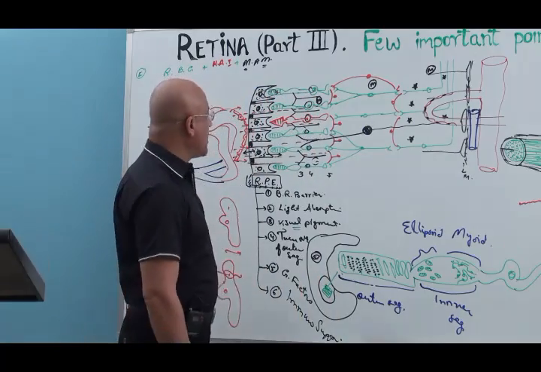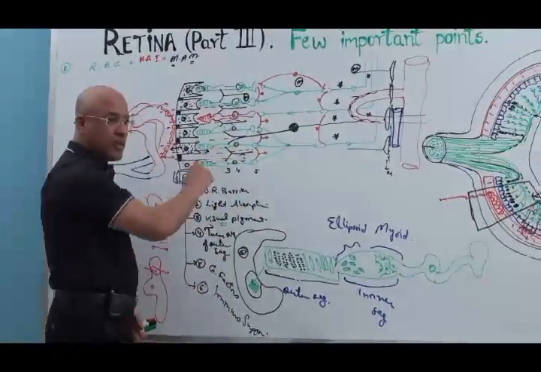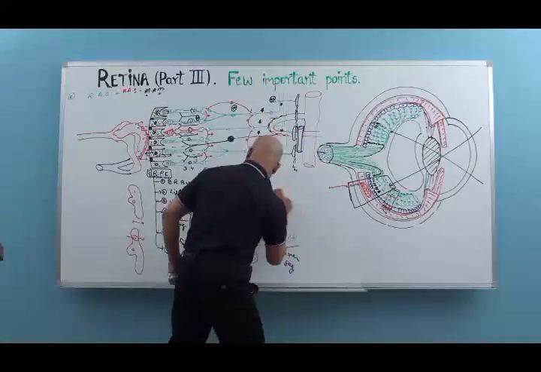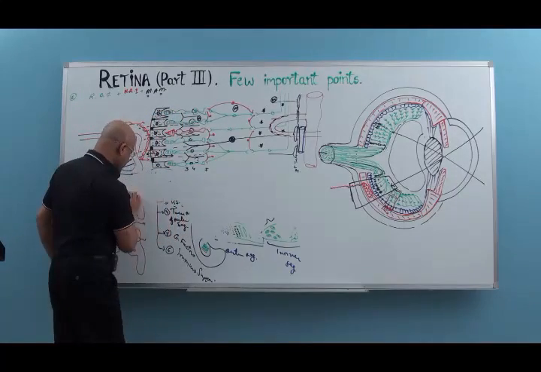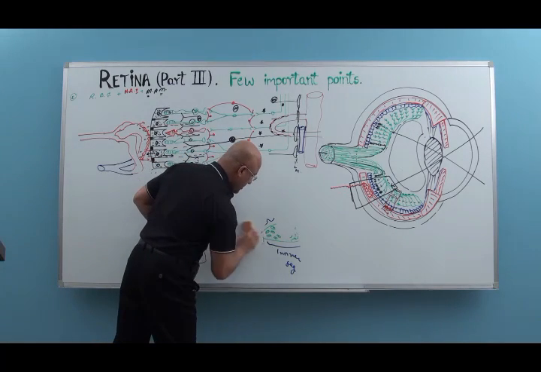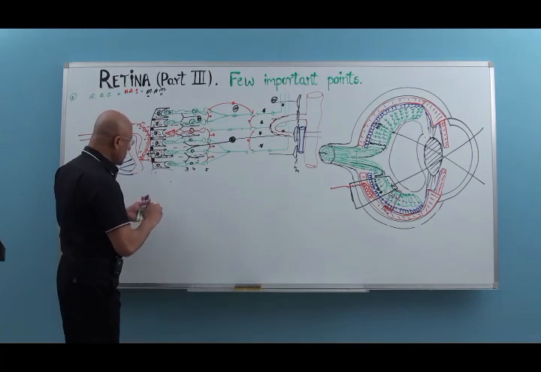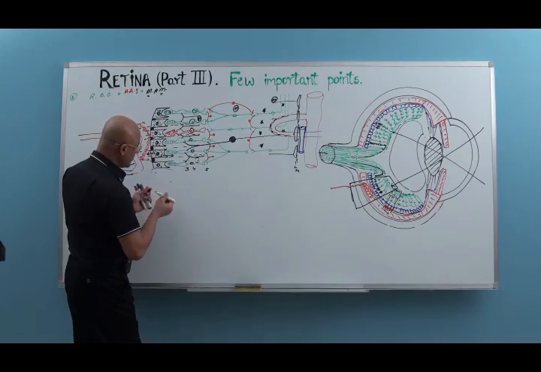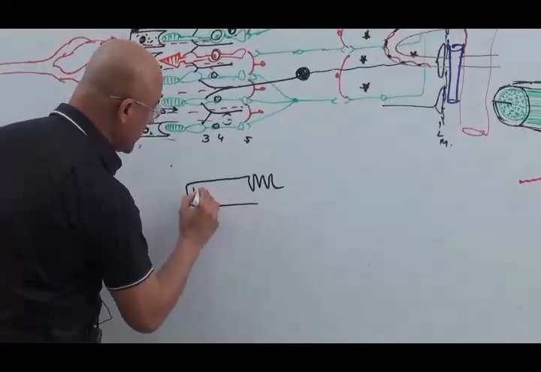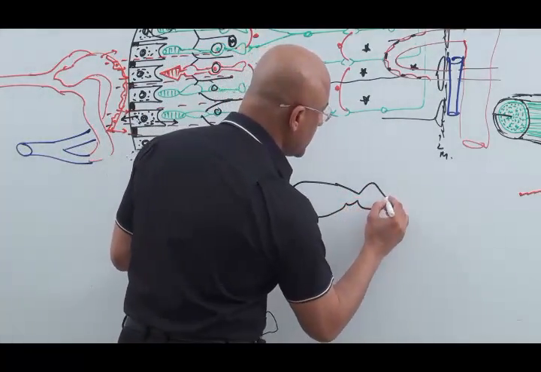Is it clear? Okay. After this, now we go to the little detail of rod and cone and their differences. The differences between rod and cone. The next point. Now, here I will make one rod. Yes, this is its outer segment, as we know already, right? And here it is inner segment, and here it is nucleus.